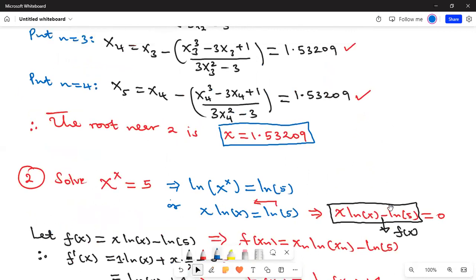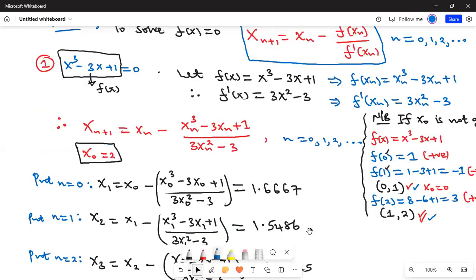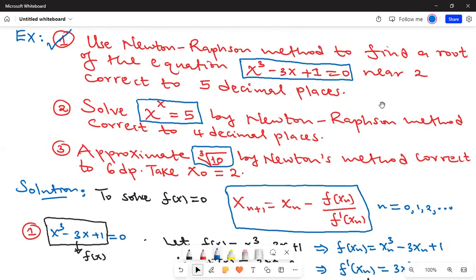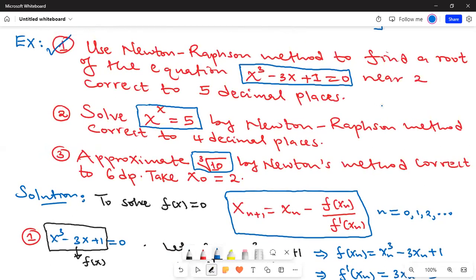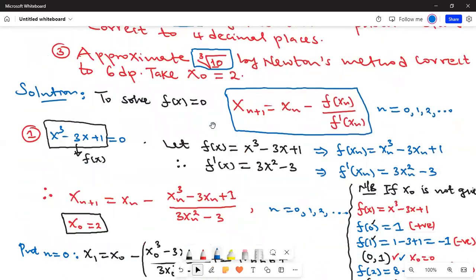The last question is part 3. Let me take you up. So we are done with number 1. We are also done with number 2. Let's work out number 3. We need to approximate the cube root of 10 using Newton's method, correct to 6 dp. And here you are asked to take x naught equal to 2. If you're not given, you can also find x naught by investigating the signs of f of x. So let's work it out.